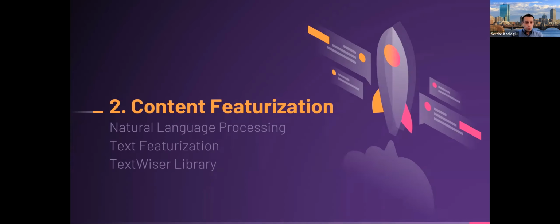Okay, and this concludes the first part of our roadmap. In step number 1, we built the user context. Now let's turn our attention to content features and switch gears to natural language processing. In this section, we're going to look at text featurization and in particular our Textvisor library.